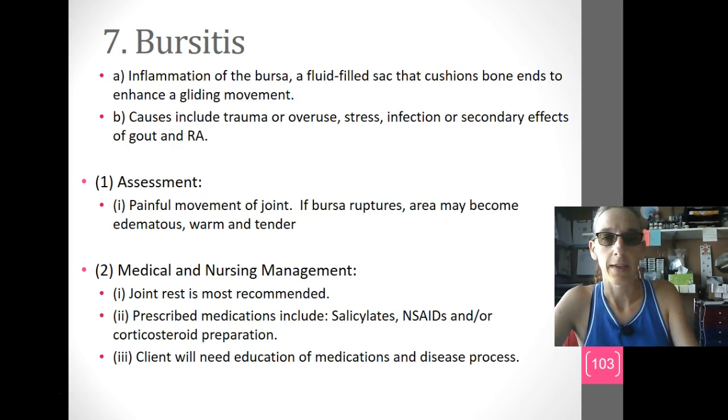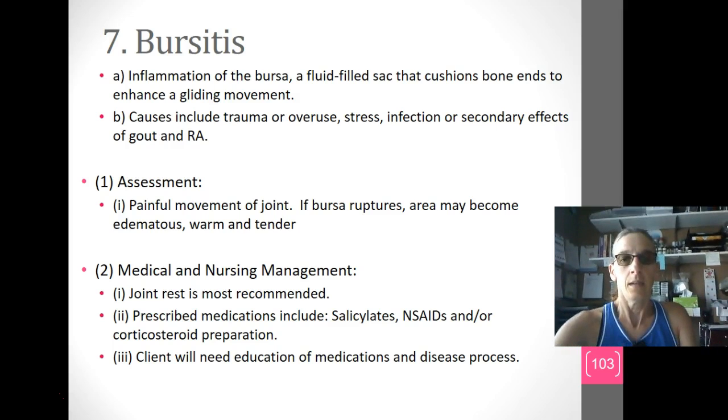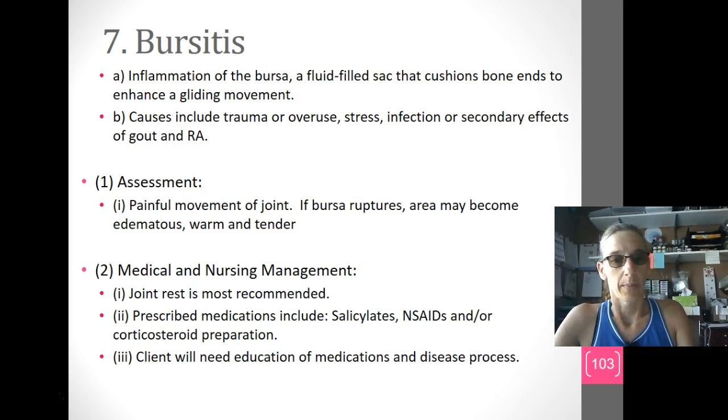The assessment is going to be painful movement of the joint. If the bursa ruptures, the area may become warm and edematous. There's a distinct lump felt on bursitis. Medical and nursing management: joint rest is most recommended. Prescribed medications such as salicylates, NSAIDs, and/or corticosteroid preparations. So in this one, we do want to use some salicylates.